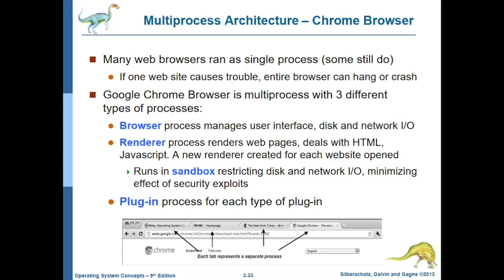So in summary, the Chrome browser uses a multiprocess architecture to improve its performance and security. It has three types of processes, which are the browser process, the render process, and the plugin process, where each of them has a specific role and runs in a separate memory space.